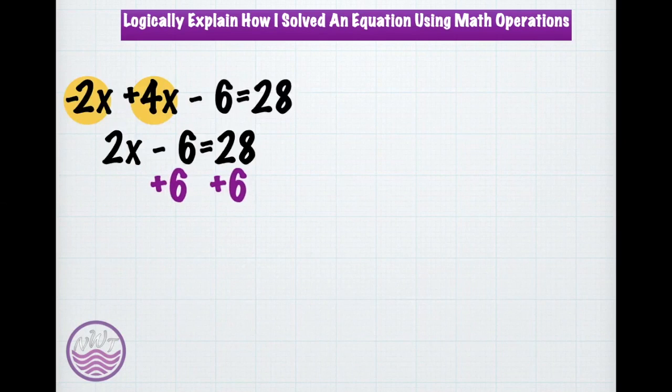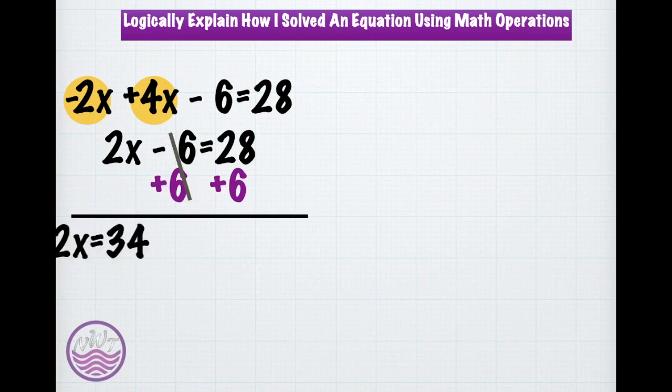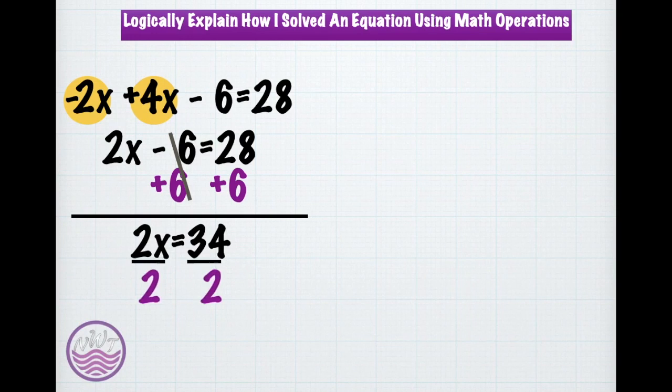I'm going to add 6 to both sides because now I can go ahead and solve my regular two-step equation. And going from there, I'm going to have 2x equals 34. And I'm going to divide both sides by 2 to isolate the x because those 2's will end up canceling out. And then we have x equals 34 divided by 2, which will end up being 17.